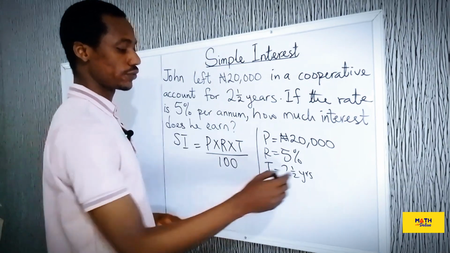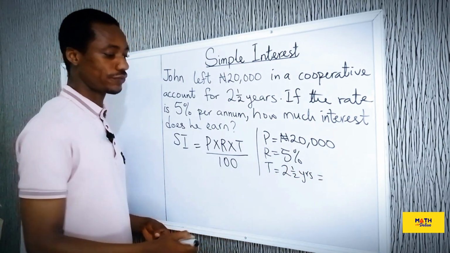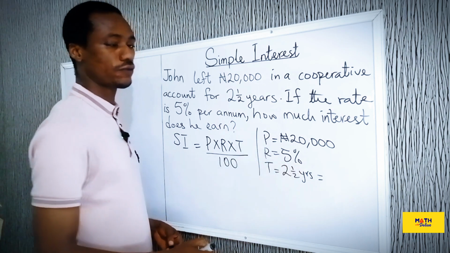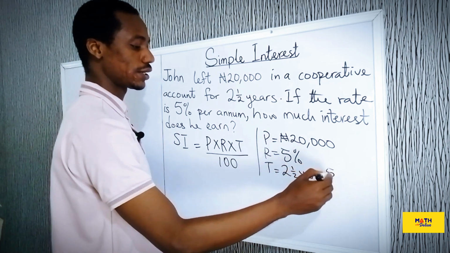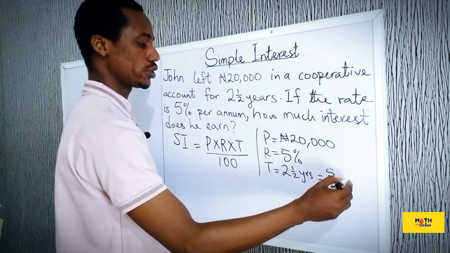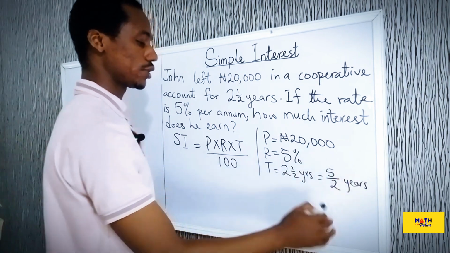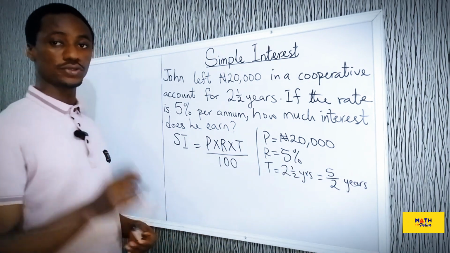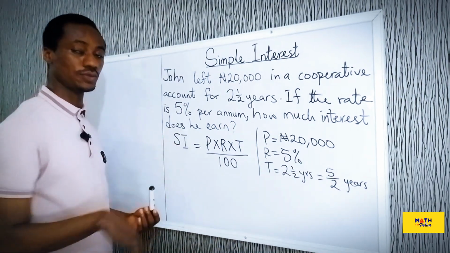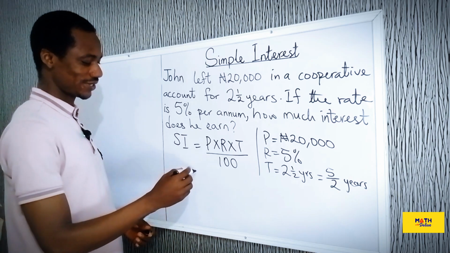fraction. If we convert this to an improper fraction, we have 2 times 2, 4, plus 1, 5, and that will be 5 over 2 years. And I told you that once you have a fraction, just put the numerator upstairs and the denominator downstairs. So let's do that.